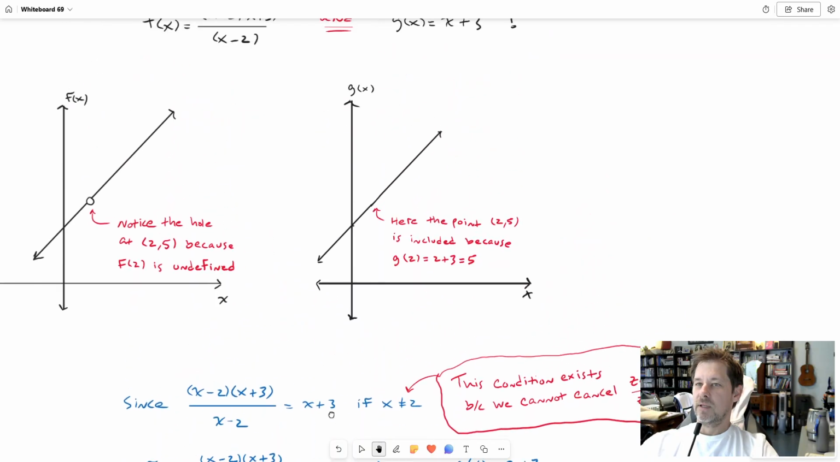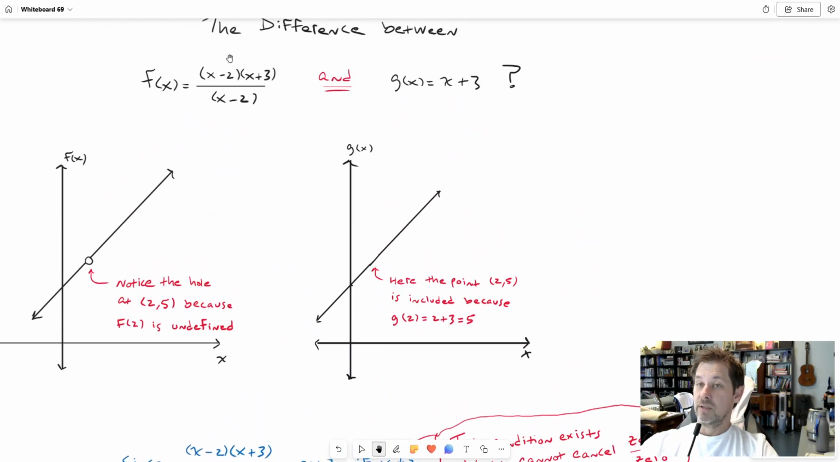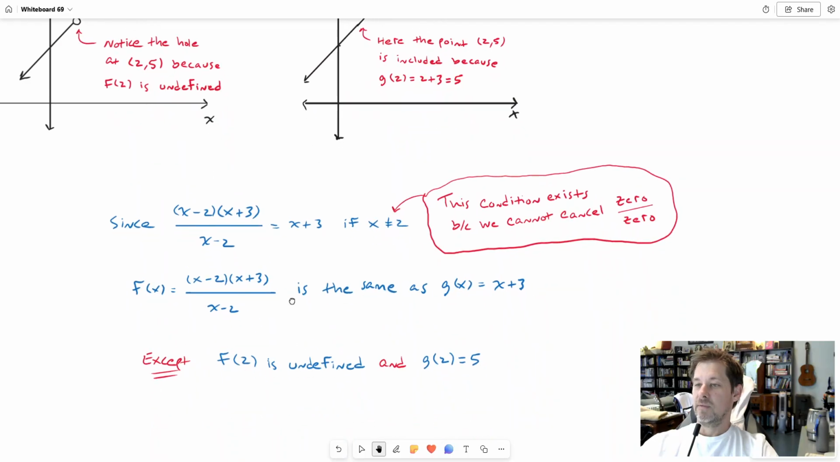Notice that this function can be reduced to that one just by canceling the x minus 2's. If you saw that first function as x minus 2 times x plus 3 over x minus 2, and you canceled those, it would reduce to x plus 3. But we'd have to have this condition that it only reduces to this if x is not equal to 2. The reason for that is if x was 2, when you cancel this x minus 2 over itself, that is a number, and if it was 2, you're canceling 0 over 0. So you can't actually do that canceling and reduce it in that case. In all other cases, they're the same.